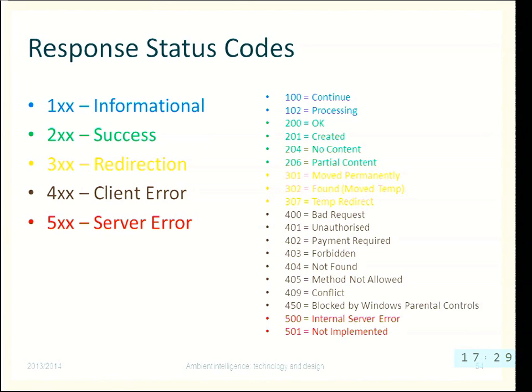The 400 errors are the browser's fault. The request was not good. The request has a syntax error, 400, or the request doesn't have the right authorization, or the page exists, but it's forbidden, I will not give it to you, or something like that. So the request cannot be executed for different reasons. So 400s are client errors, so you should look for the source of the error on the client side. 500s are server errors.